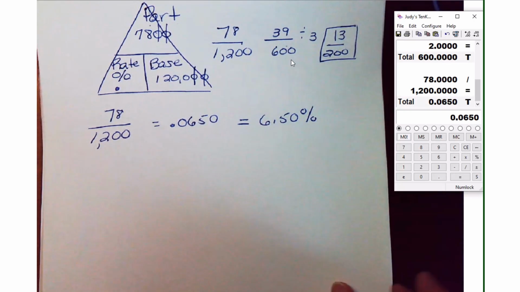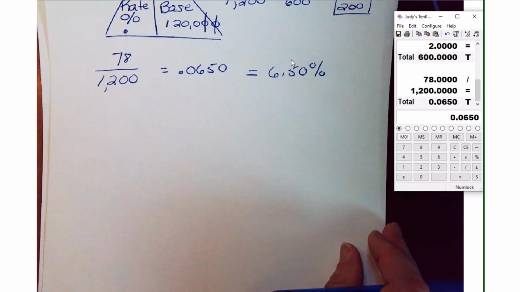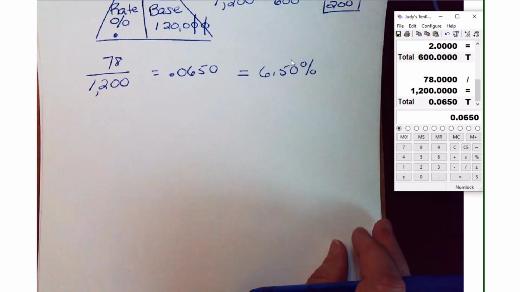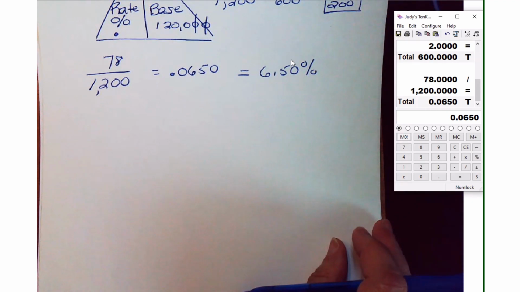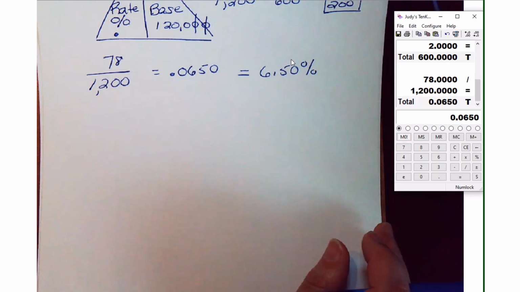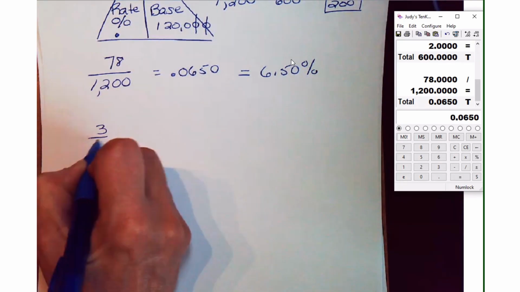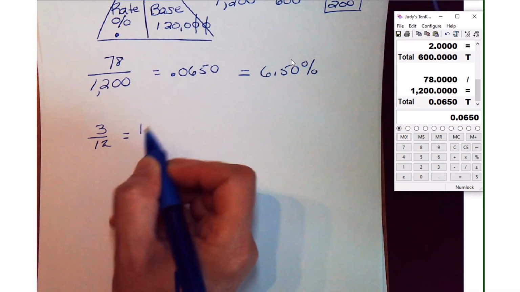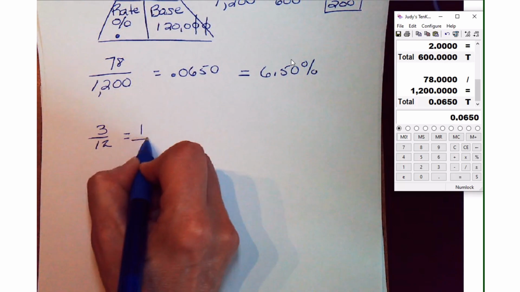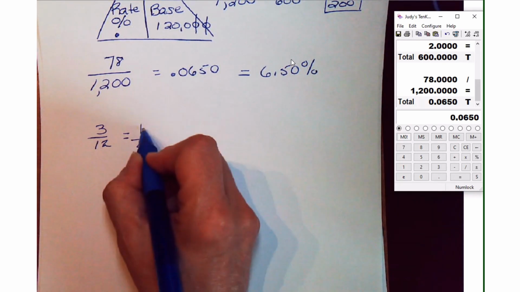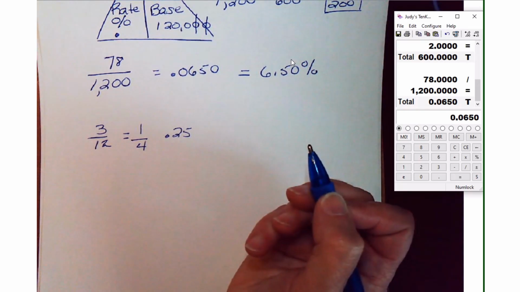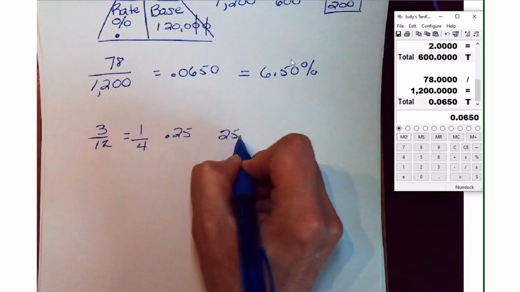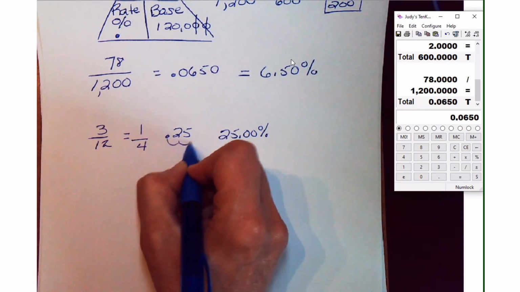On page 93, it's a really good review of going from fractions to decimals, decimals to fractions, and percents. So let's look at, which one do I want to do? Let's just do the last one, 3/12. Okay, reduce that to lowest terms. 3 divided by 3 is 1. 12 divided by 3 is 4. Okay, I know that a fourth is 0.25. We don't need to use the calculator for that one. And then 25% by moving the decimal 2 places to the right.